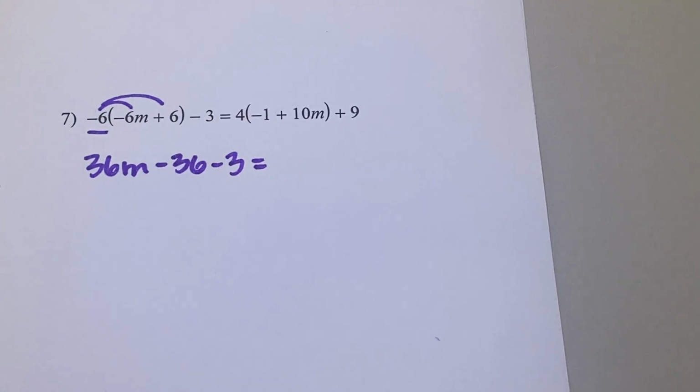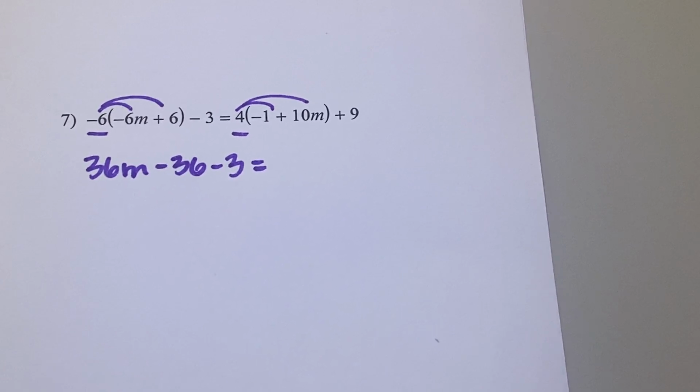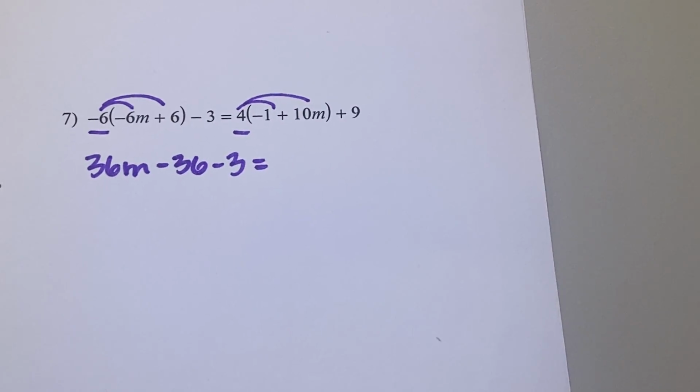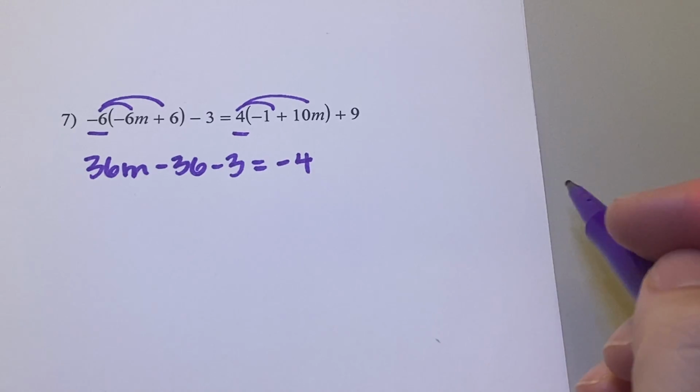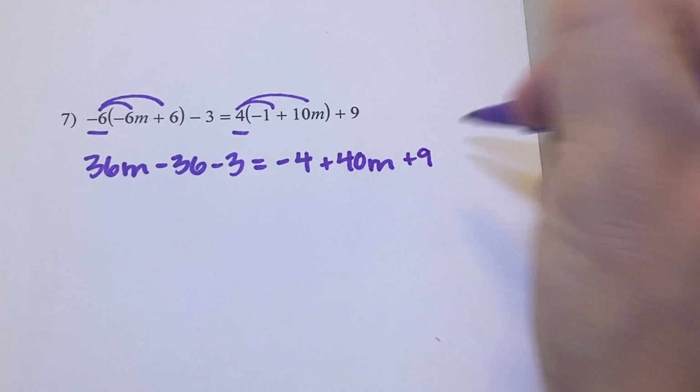Now focus on the other side of my equal sign. What is being distributed on the other side? What's right in front of my parentheses? Positive 4. So we're going to multiply by everything inside. 4 times negative 1 is negative 4. 4 times 10m is positive 40m. And just bring down our little plus 9.